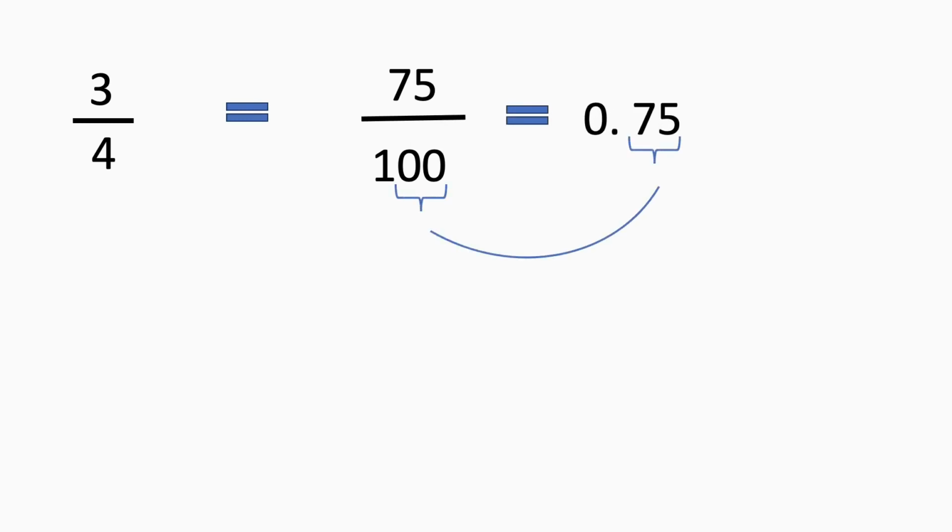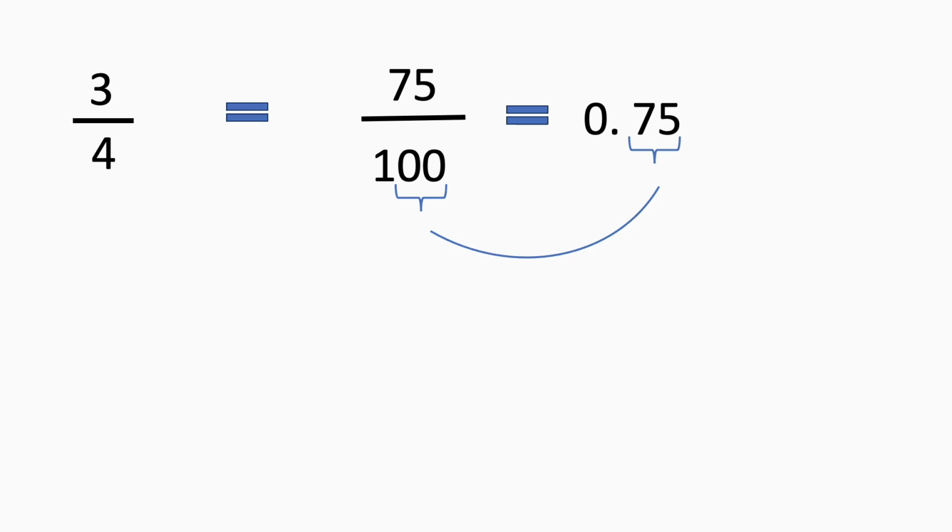As you see, the number of decimal places in these fractions are equal to the number of zeros in the denominator. For example, in 5 over 10 equals 0.5, we have one digit after the decimal point. And in 75 over 100 equals 0.75, we have two digits after the decimal point.